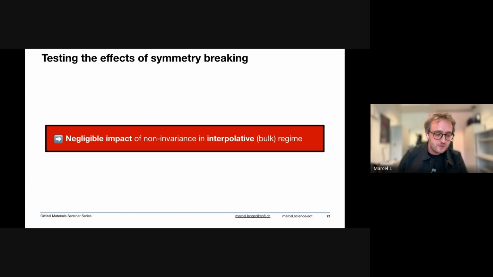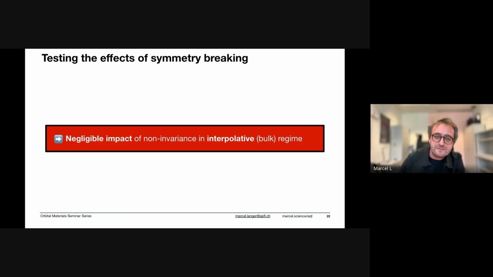So we can conclude for this in the bulk regime, and so the sort of more interpolative regime, there's essentially no impact that we could observe of dropping rotation invariance from our model, which for me was a rather surprising result. I got into this project to prove that physics is king and that you can never get away with breaking a symmetry. And indeed, I had to admit that for this particular case, I was wrong, and you can get away with it.